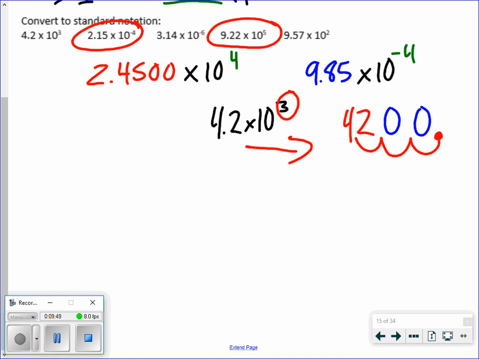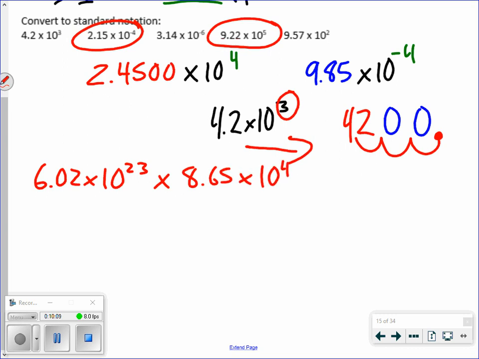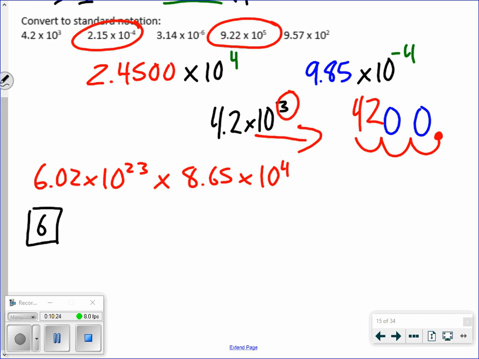Let's talk about how to type into your calculator. Your first problem says 6.02 times 10 to the 23rd, yes? Times what? 8.65 times 10 to the 4th. Let's talk about how to type this into a calculator. Here are the buttons you're going to hit. Everybody's going to hit 6, the decimal button, 0, and 2.